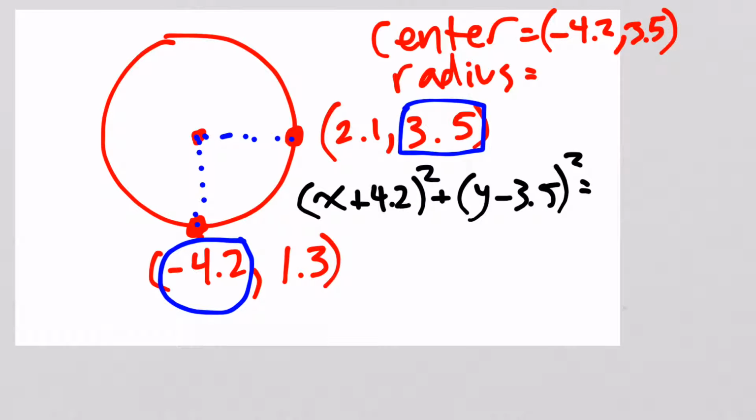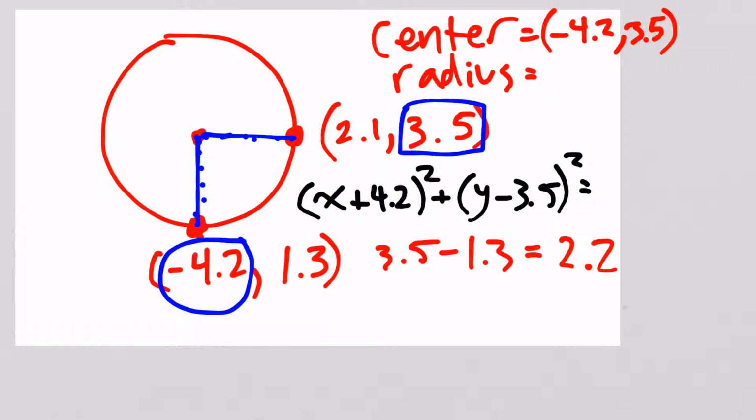And that's just a matter of finding the length of either of these blue lines. So we could either find the difference in the x values of these 2 points, or we could find the difference in the y values of these 2 points. I'm going to find the difference in the y values because there are no negatives to deal with. So the y value of my right point, 3.5, minus the y value of my bottom point, 1.3, will tell me my r value. So 3.5 minus 1.3 is going to be 2.2 as my radius.